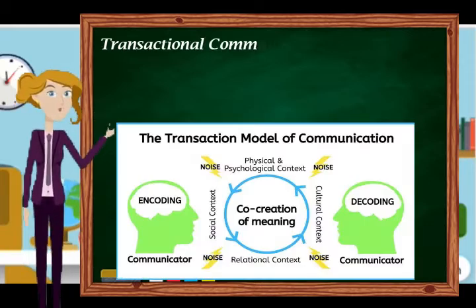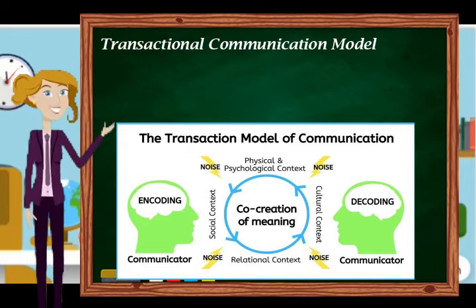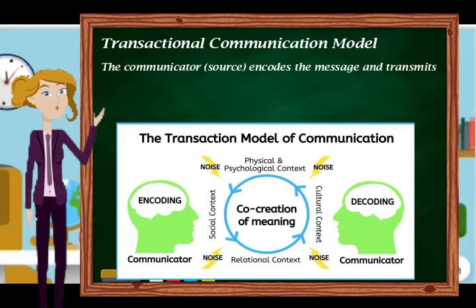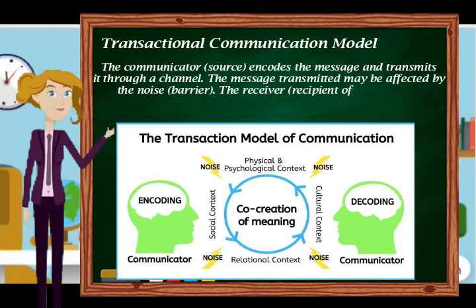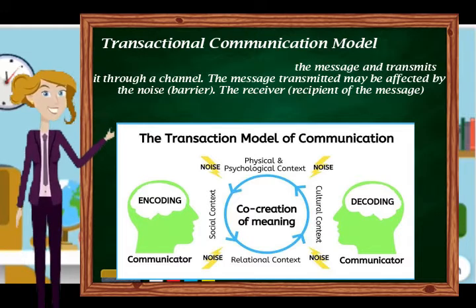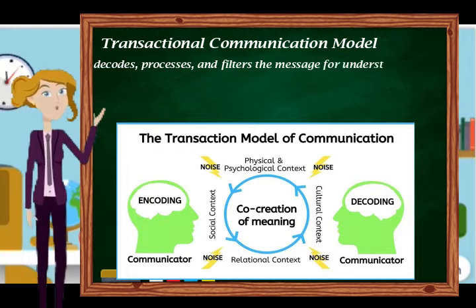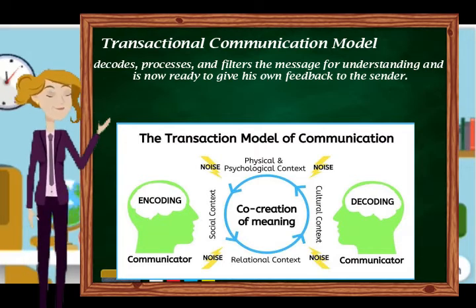Now look at the given picture. This illustration shows the process of the transactional model, where the communicator or source encodes the message and transmits it through a channel. The message transmitted may be affected by the noise or barrier. The receiver or recipient of the message decodes, processes, and filters the message for understanding and is now ready to give his own feedback to the sender.